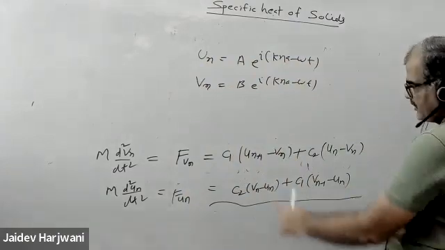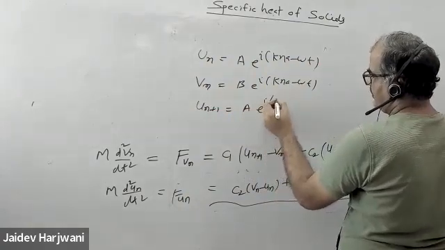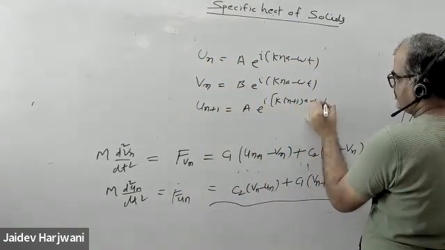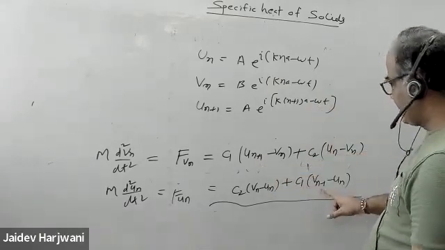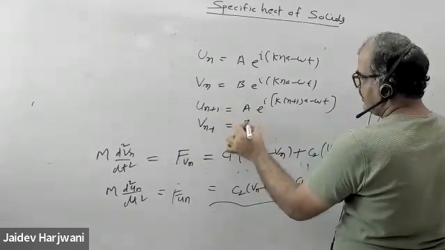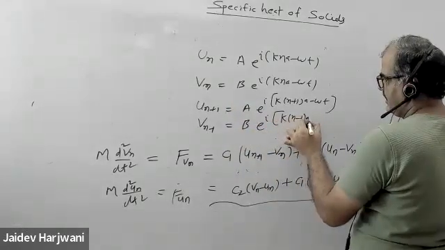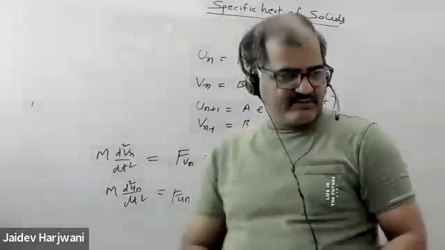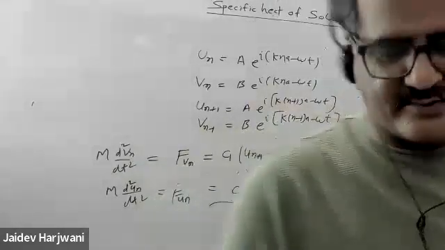You need Un plus 1 also. So Un plus 1 will be a e^(iκ((n+1)a − ωt)). And what you need? You need Vn minus 1. So Vn minus 1 will be b e^(iκ((n−1)a − ωt)). Now you have the equation, you have the solution. Put the values and let me know the answer.